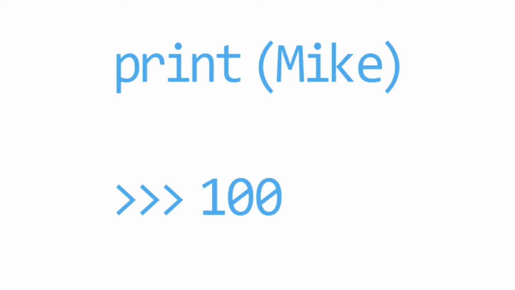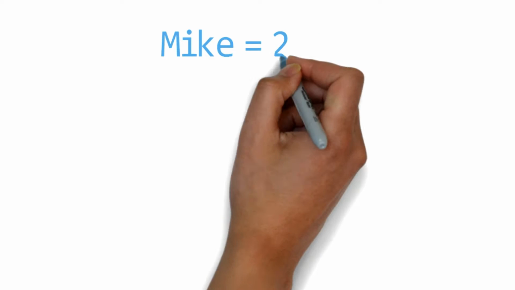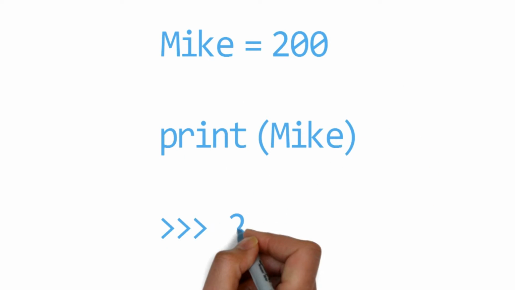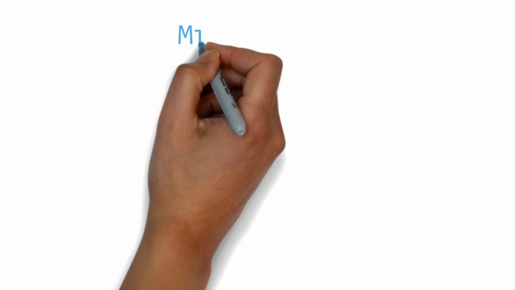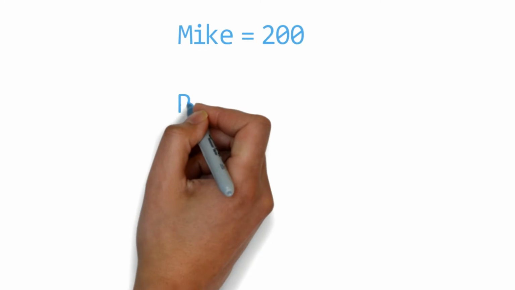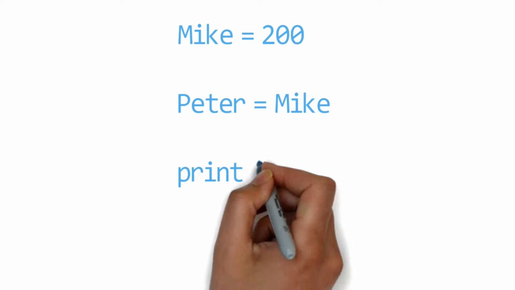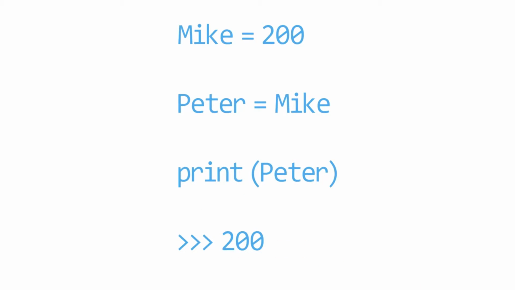We can set different kinds of variables in a program. It's not fixed, we can even choose a different number. For example, instead of 100, we can choose Mike is equal to 200, and printing it, we'll get 200. Then we can write it this way: Mike is equal to 200 and Peter is equal to Mike. So if we print Peter, we'll get the result of 200.